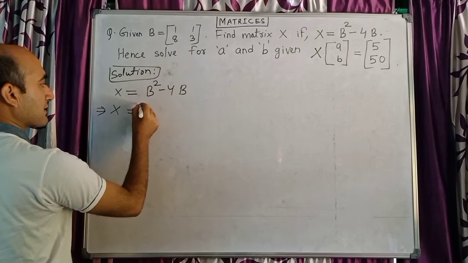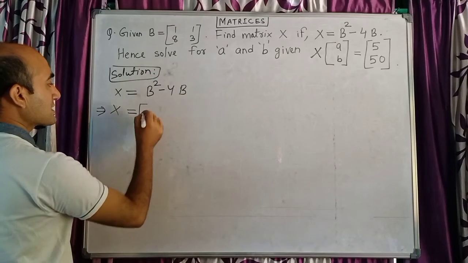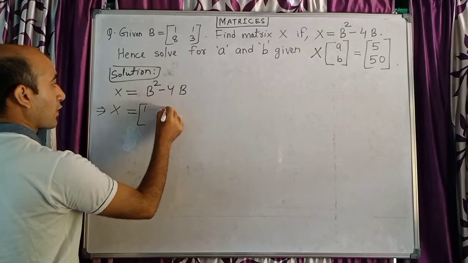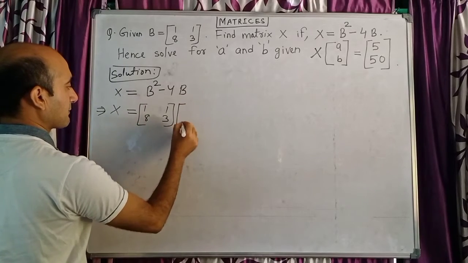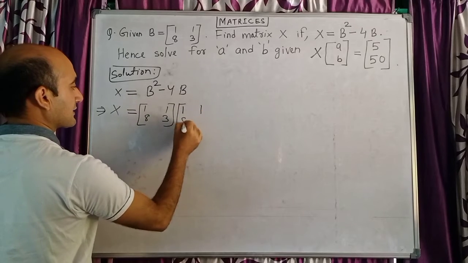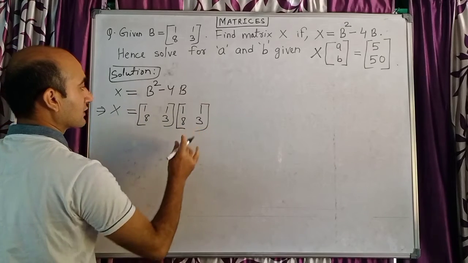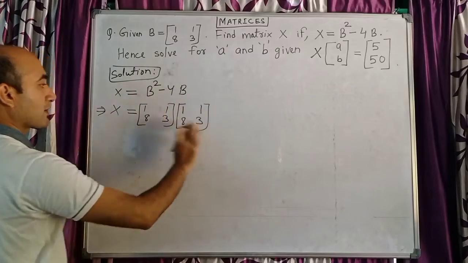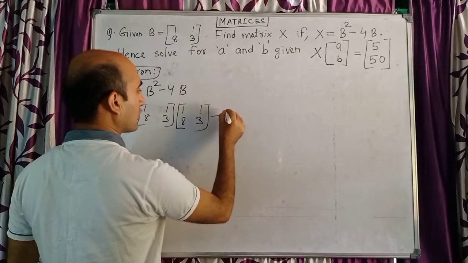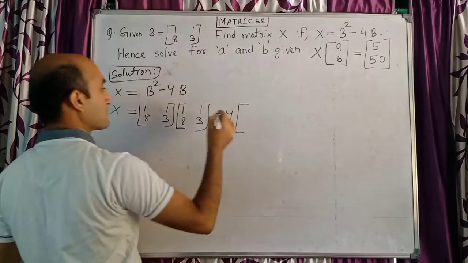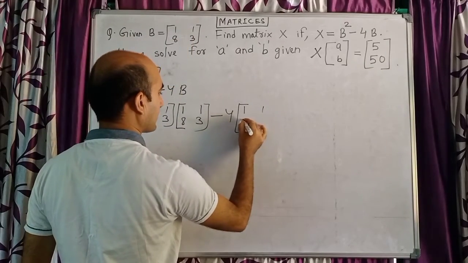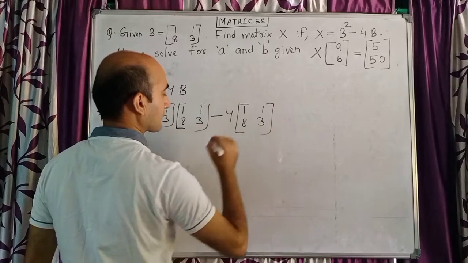B square means B's value you have to put 2 times, [1, 1; 8, 3], because square means 2 times multiplication. So I wrote [1, 1; 8, 3] 2 times. This is our B square value, minus 4B. 4B means 4 will multiply with the value of matrix B, that is [1, 1; 8, 3].